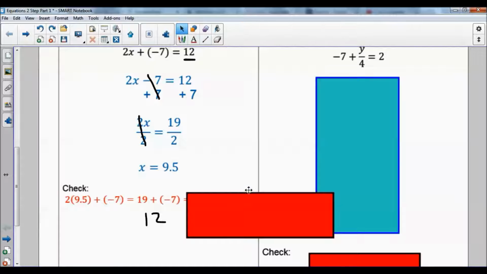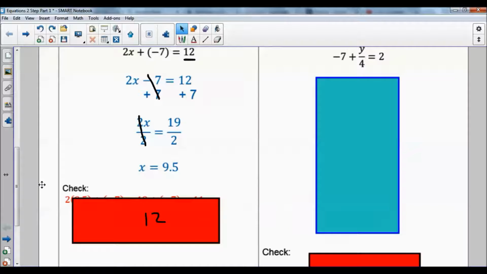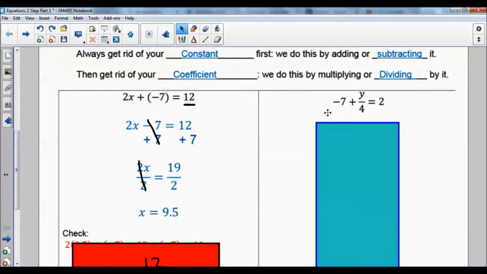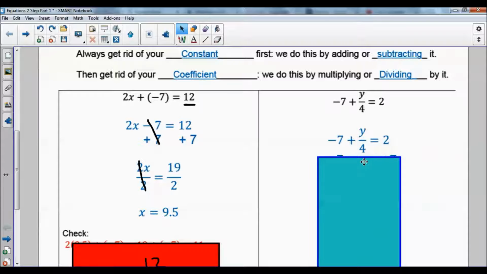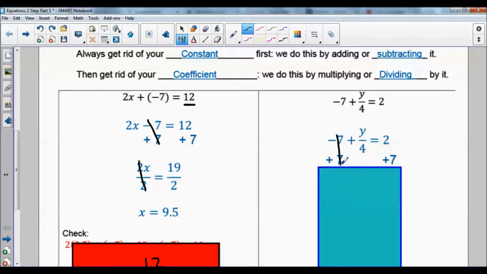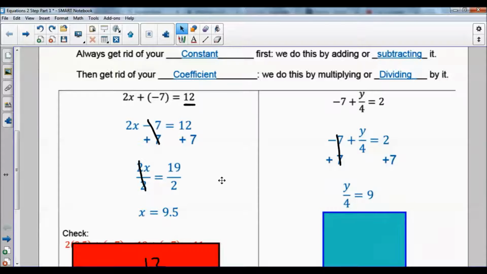Okay. Let's try our second one. We have -7 plus y divided by 4 is equal to 2. So first thing I did was just rewrite it. We want to get rid of our constant first. So we have -7 as our constant. It's the number all by itself. To get rid of it, it's negative, so we're going to add 7 to both sides. When we do that, these 7s cancel out, because they're opposites, and we get y divided by 4 is equal to 9.